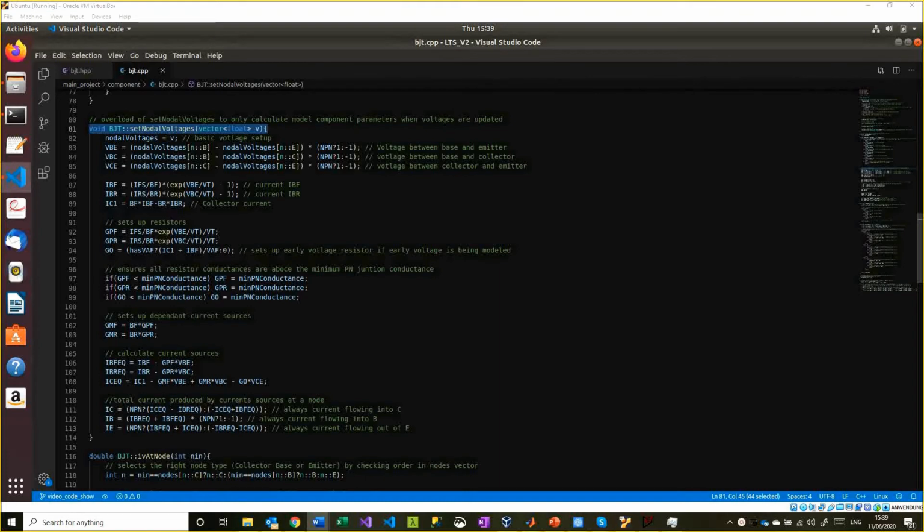Set nodal voltages is a method implemented by every component. It is used to update the component's values when necessary. Here it is used to update the linearized model parameters of the BJT for the next time point.